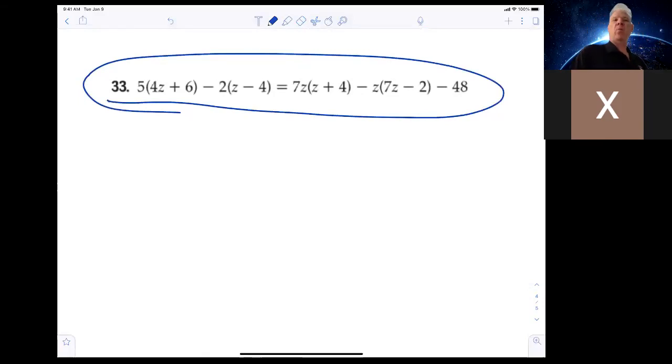All right, Xavier, you got one homework problem, number 33, okay? The first question we get in class on Monday or Tuesday is what's the answer to 33? I want you to be correct.